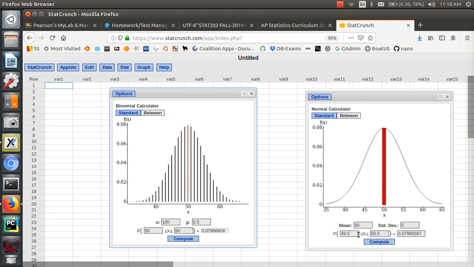And don't forget, if you need to use the approximator here with the normal calculator, don't forget to add your edges on.